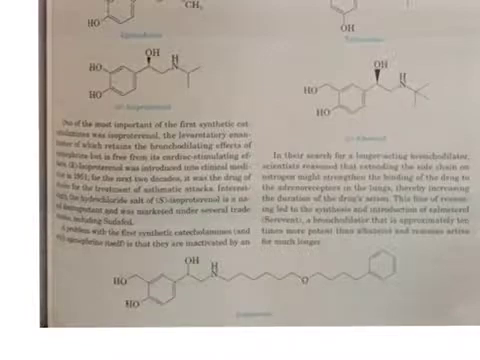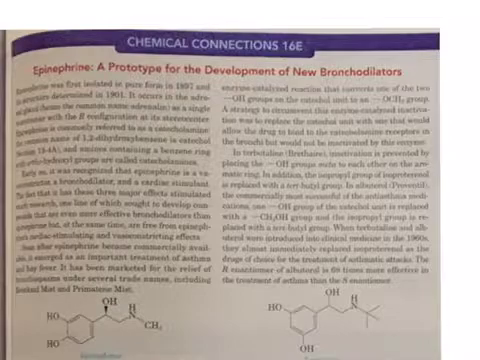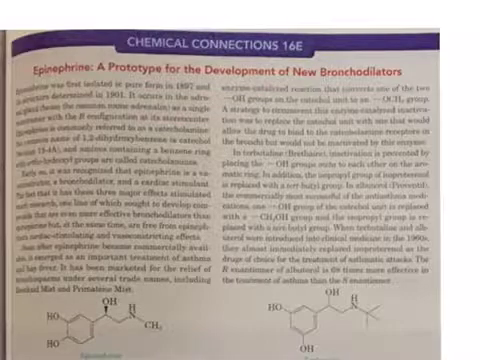A problem with the first synthetic catecholamines and with epinephrine itself is that they are inactivated by the enzyme-catalyzed reaction that converts one of the two OH groups on the catechol unit to an OCH3 group. A strategy to circumvent this enzyme-catalyzed inactivation was to replace the catechol unit with one that would allow the drug to bind to the catecholamine receptors in the bronchi and would not be inactivated by this enzyme. In terbutaline, which is called Brethaire, inactivation is prevented by placing the OH groups meta to each other, meaning next to each other, on an aromatic ring. In addition, the isopropyl group of isoproterenol is replaced with a tertiary butyl group.